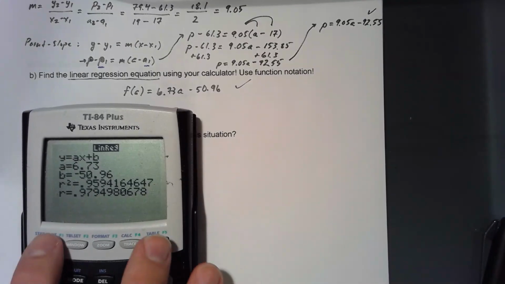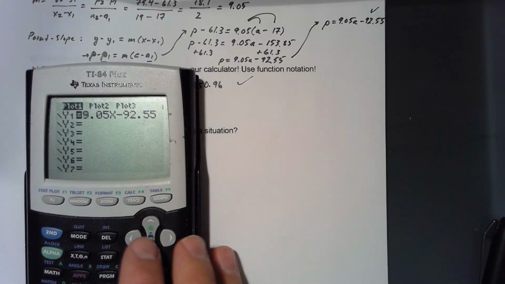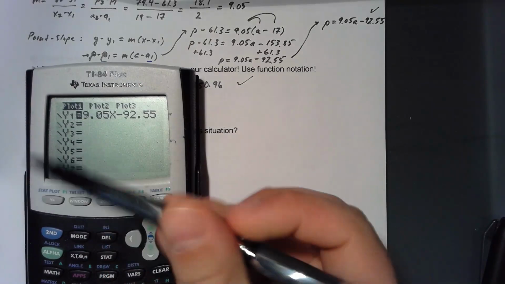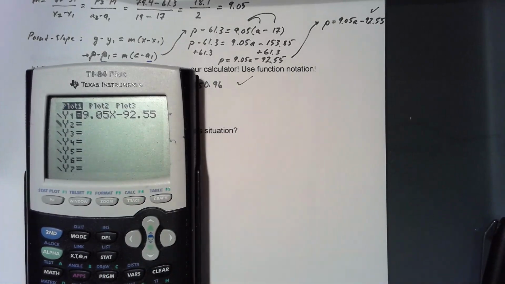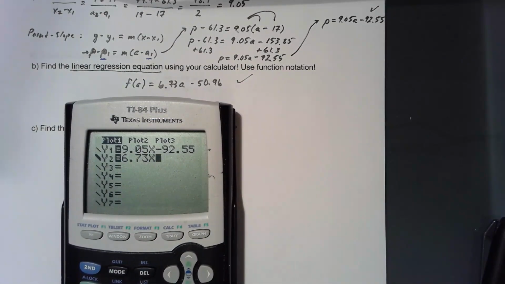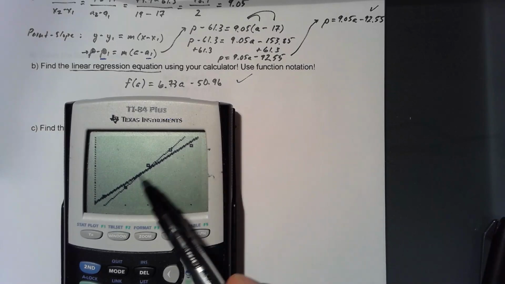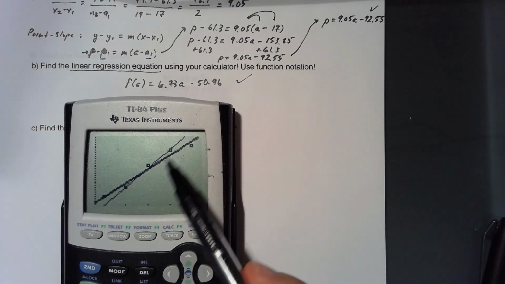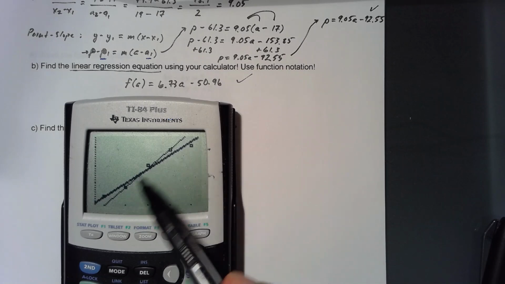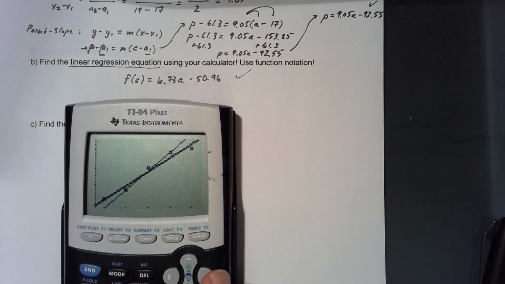If you want to graph that in your calculator, go to y equals. I could go down to y2 and do that. Let me make this one bold just so it sticks out. And then let me type it in. So 6.73x minus 50.96. Graph it, and there it is. There's the linear regression, and you can tell that that one is much better. That one comes as close to all the data points as much as possible, and nothing's going to get closer than that. So there's the linear regression equation.